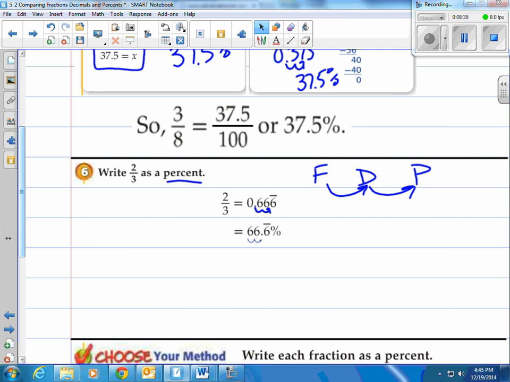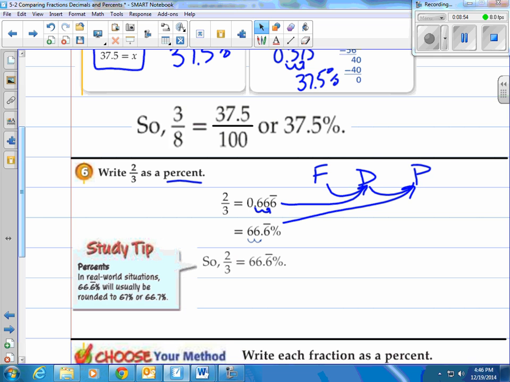So there you are. We took the fraction, changed it to a decimal right here, and now we're going to change it to a percent here. And we did. We moved the decimal over 2 spots, and you can see it's 66.6 repeating. That 6 keeps going, but you put the percent on there. So 2/3 is actually 66.6 repeating percent. Now, many times in the real world, we'll just estimate this out to be 67% or 66.7%, so we don't have the repeating symbol in there.